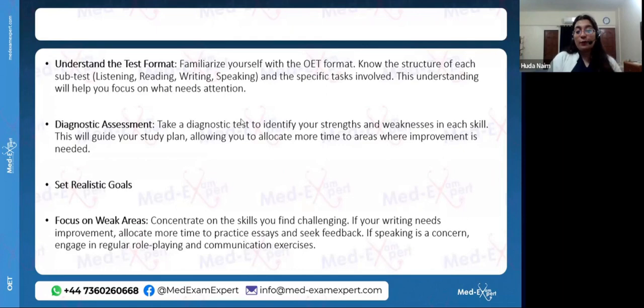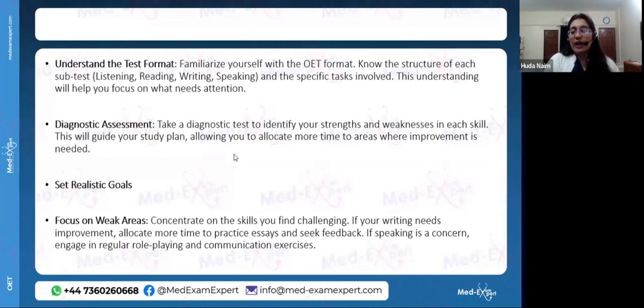Then the next thing would be to set a realistic goal. A lot of candidates come up to us and tell us that their friend got the OET exam done in a week's time. "My friend prepared in 1 week, so how am I not able to prepare that well in a week's time?" So I think 1 week or 2 weeks or even 3 weeks is not a very realistic goal. The ideal approach is to give yourself time, do not rush through the exam, prepare well, and make a realistic goal.